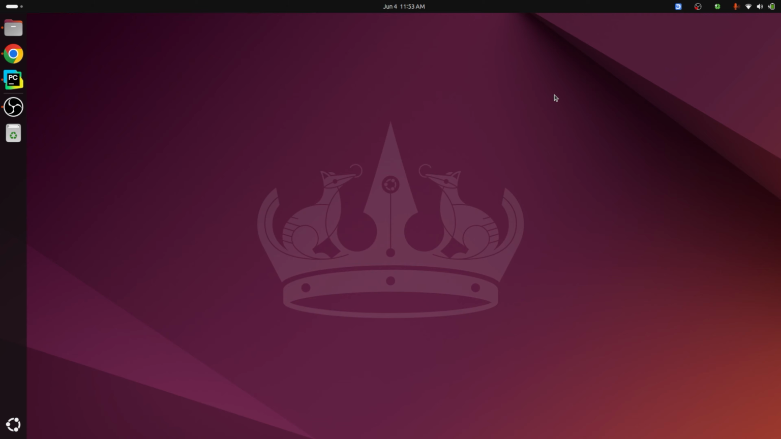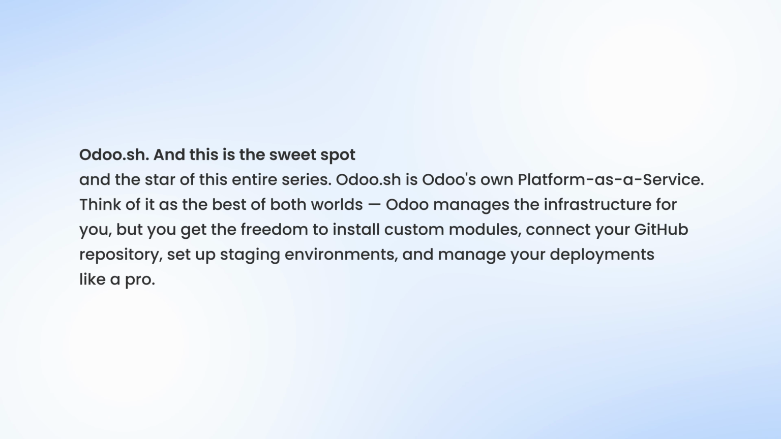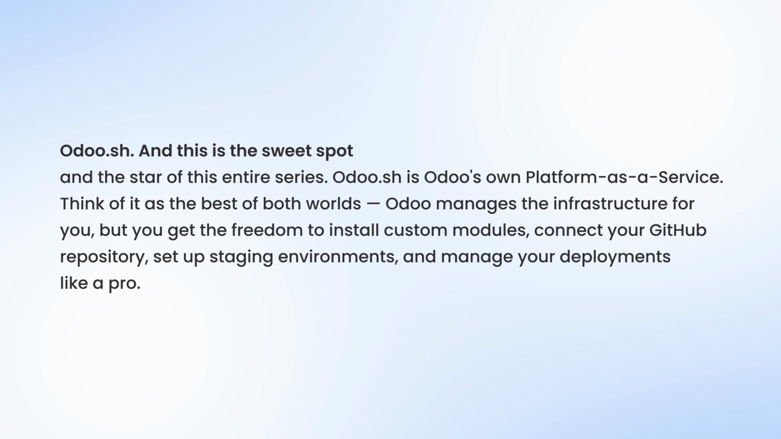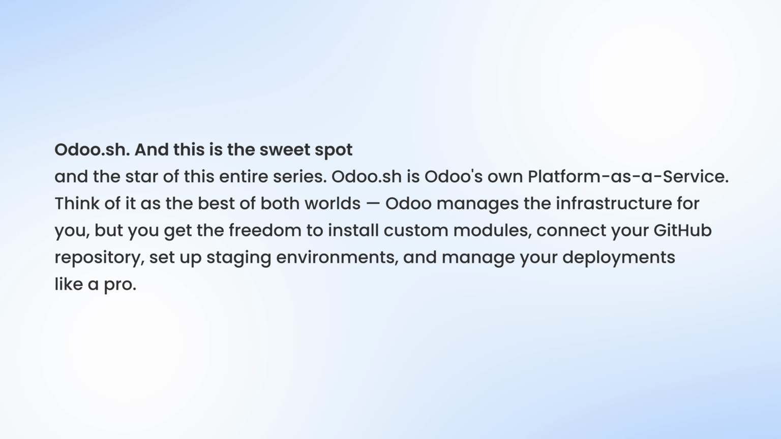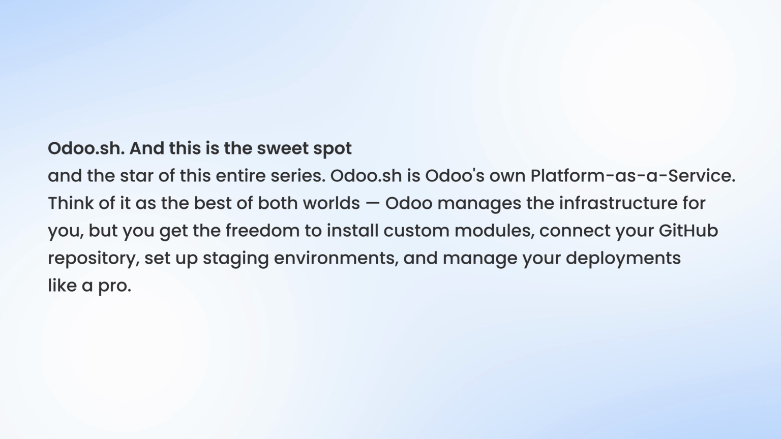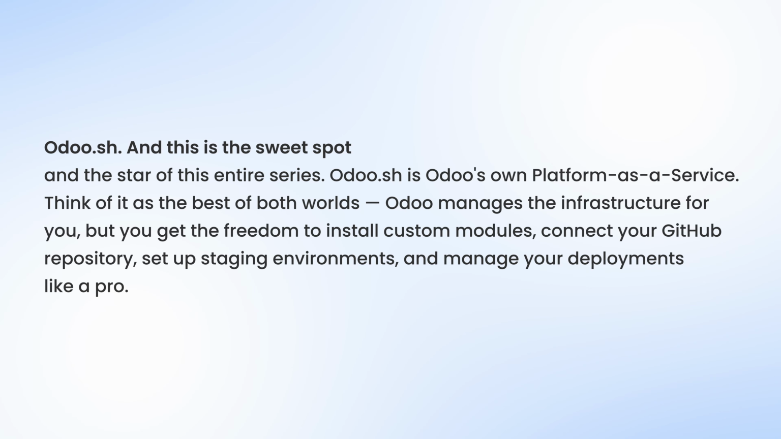And the third one is Odoo.sh. Odoo.sh is Odoo's own platform as a service. Odoo manages the infrastructure for you, but you get the freedom to install custom modules, connect your GitHub repositories, set up staging environments, and manage your deployments like a pro. So that's the one we are focusing on. So let's get deeper into it.